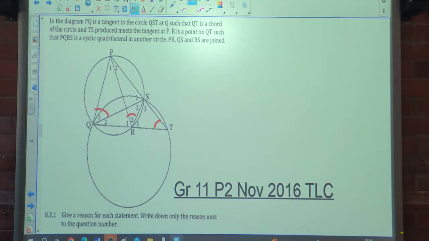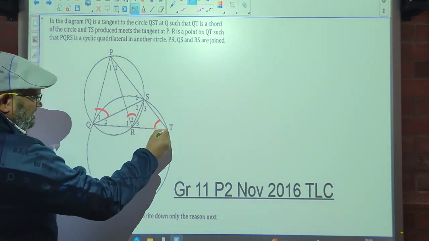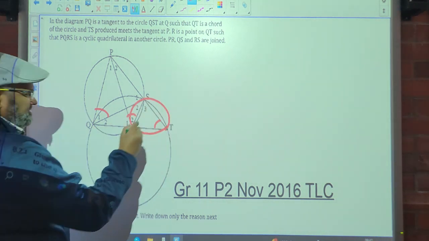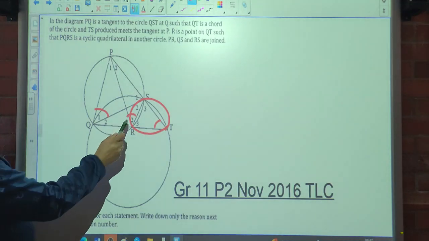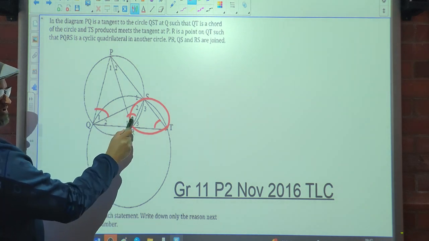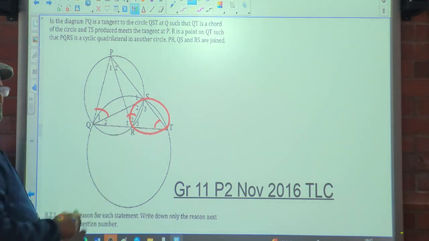Why? Angles in the same segment. But what do you notice now? That I can actually draw a circle around here. Why? Because of the converse of the tan chord theorem. Can't you see that?